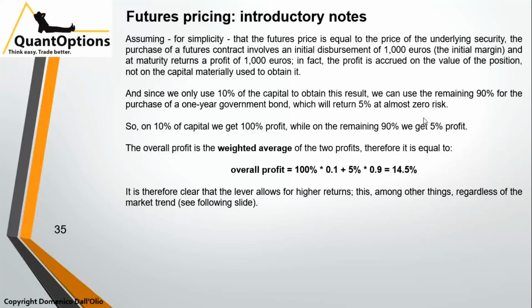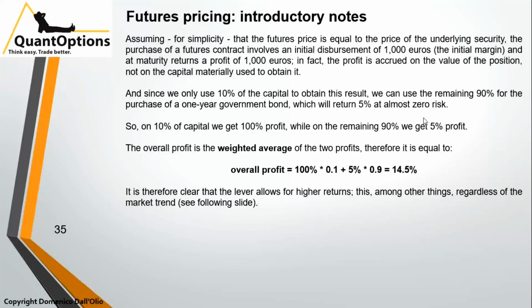In fact, the profit is accrued on the value of the position, not on the capital materially used to obtain it. And since we only use 10% of the capital to obtain this result, we can use the remaining 90% for the purchase of a 1-year government bond, which will return 5% at almost zero risk. So, on 10% of capital, we get 100% profit, while on the remaining 90%, we get 5% profit.